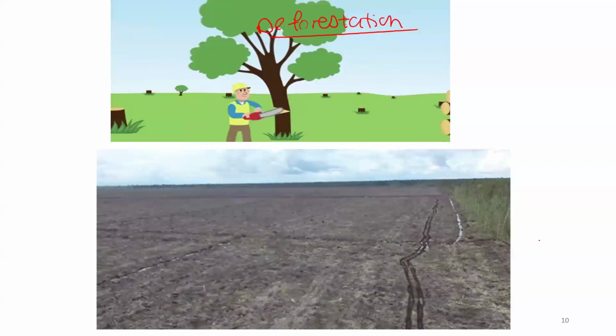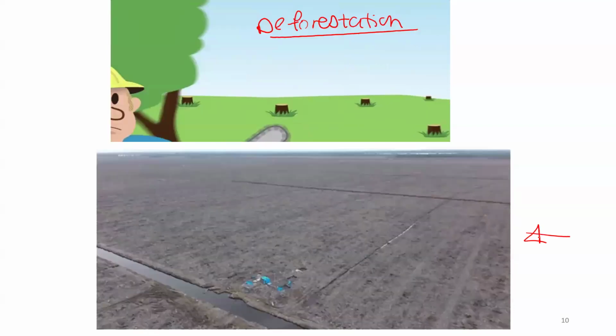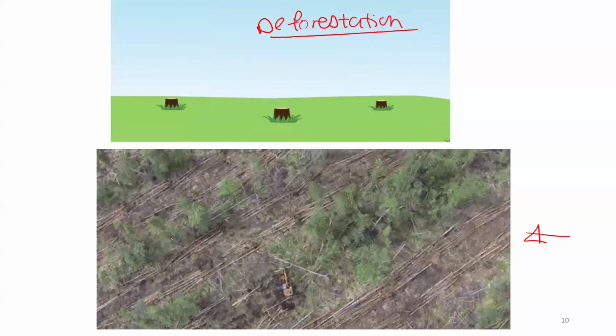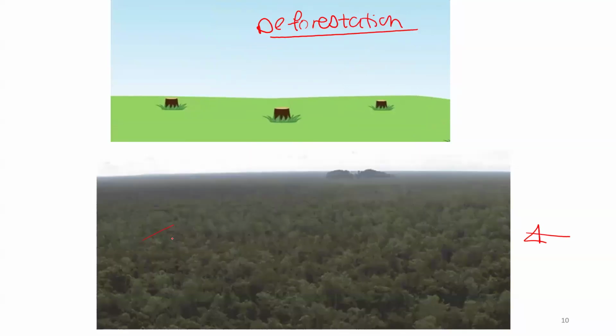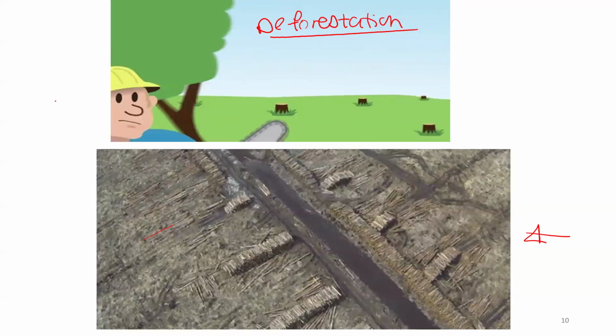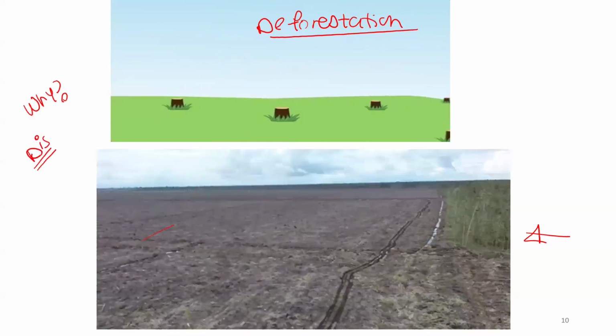Look at this. This is a moving picture. It's very quick. But at the beginning of the picture, you have a large forest. See that? And then all this forest has been broken down, cut down, in order to form this desert. Now, the question is, why would we do deforestation? And what are the disadvantages of deforestation?